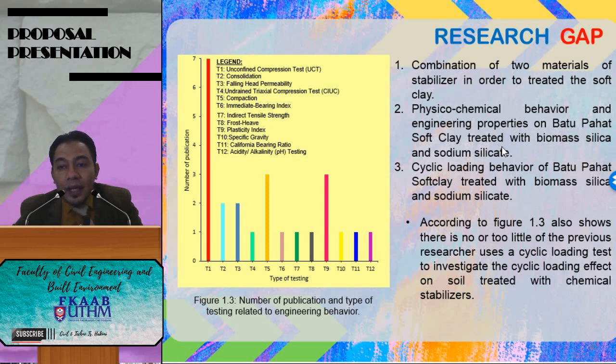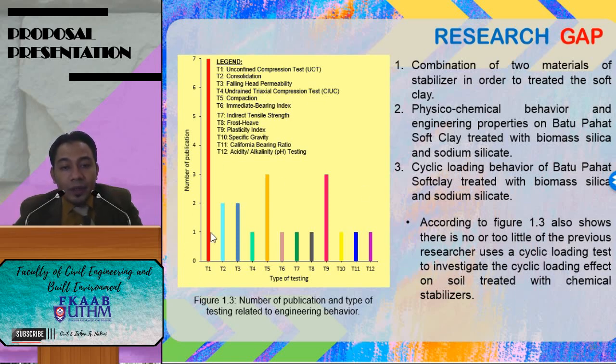This is the gap between the other researchers. And then the third is cyclic loading behavior of Batu Pahat soft clay treated with biomass silica and sodium silicate. So for the cyclic loading, according to figure 1.3 here, it shows that few of the previous researchers used a cyclic loading test to investigate the cyclic loading effect on soil treated with chemical stabilizer.